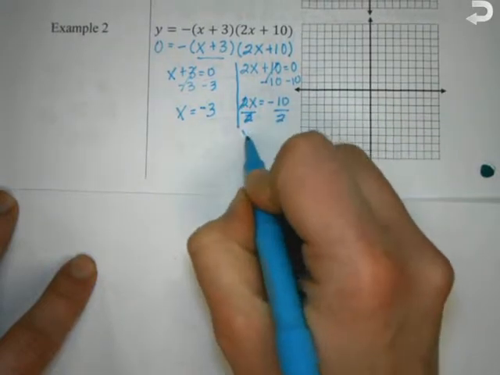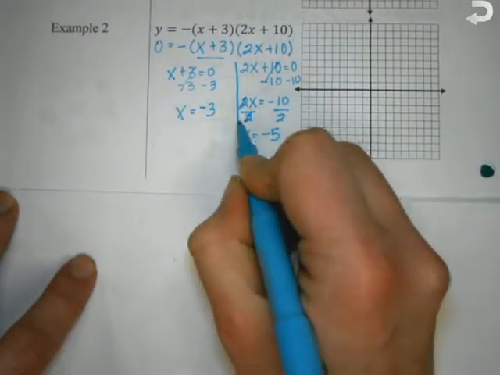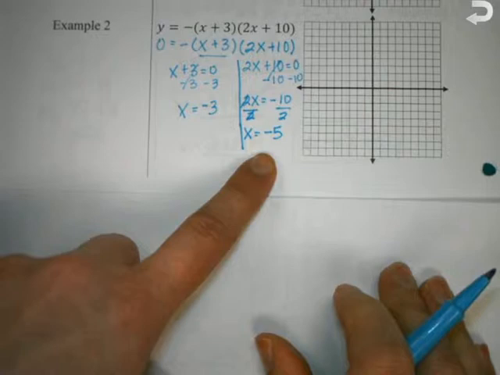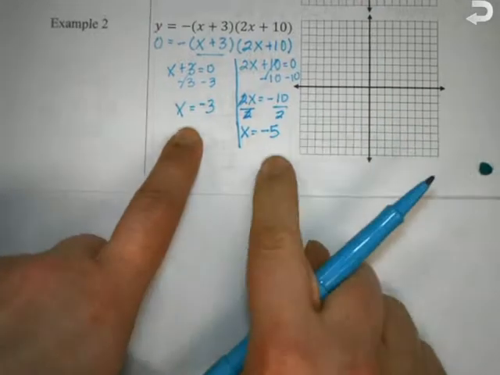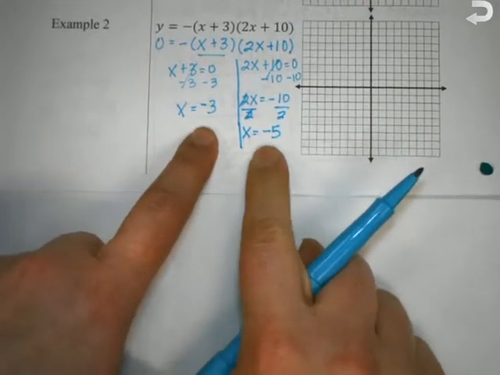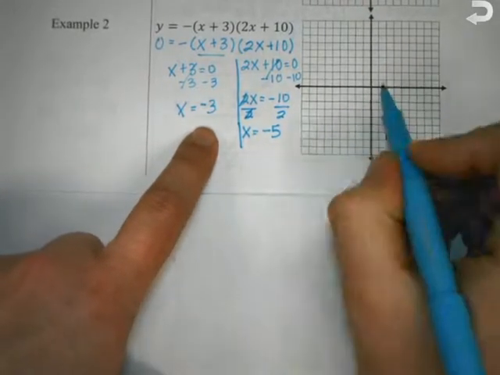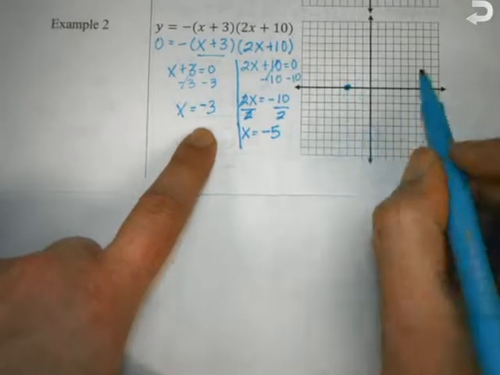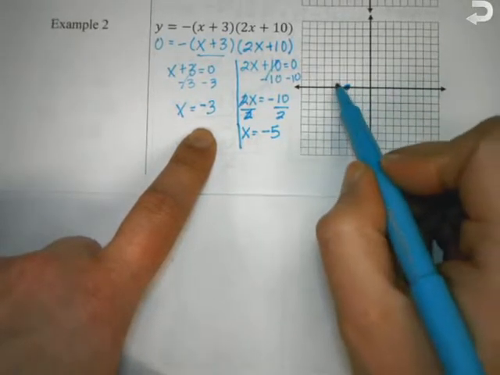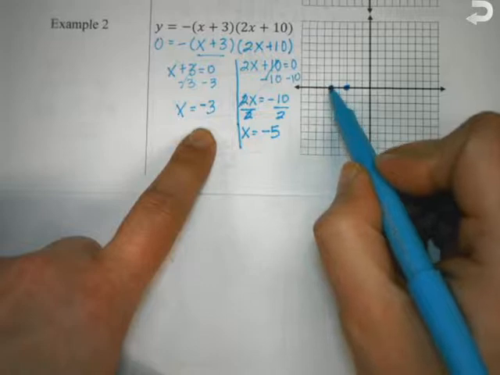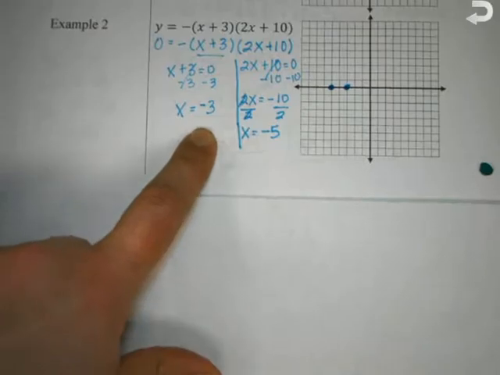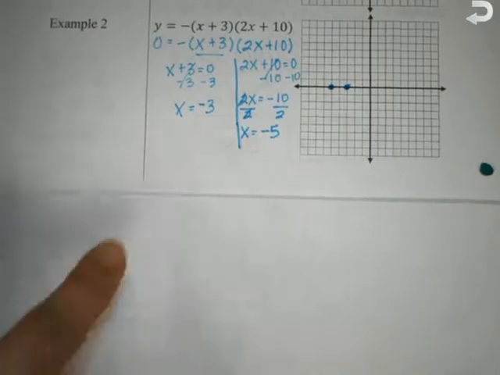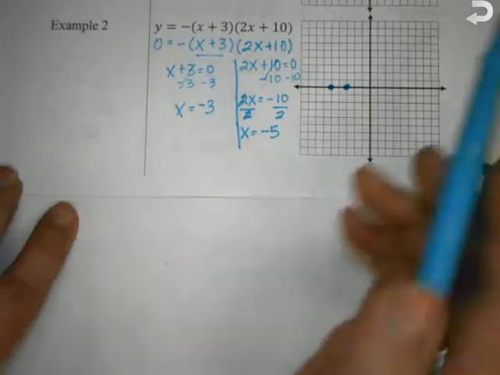Okay, so these are x or y intercepts, guys? X, because it's x equals, right? So let's graph them. Negative 3, 1, 2, 3. And negative 5. So 3, 4, 5. This is a skinny one. Okay, is this one opening up or down? How do you know? There's a negative out front. So let's sketch it. This is a skinny one.